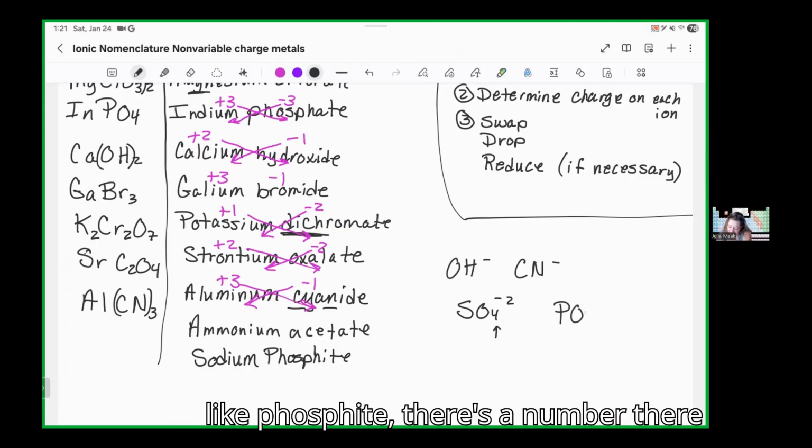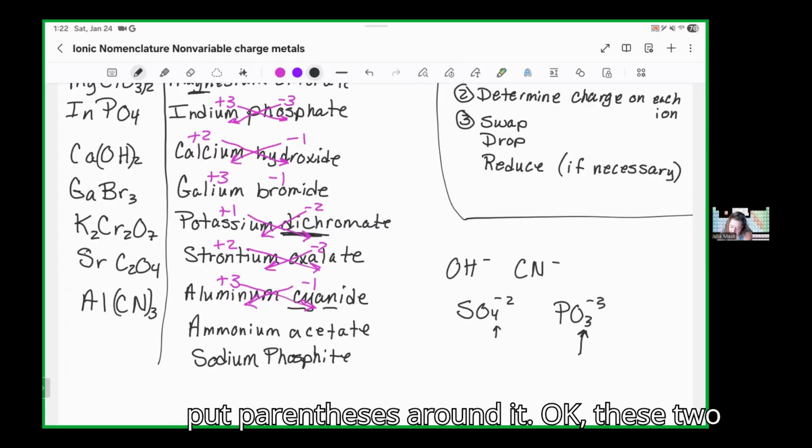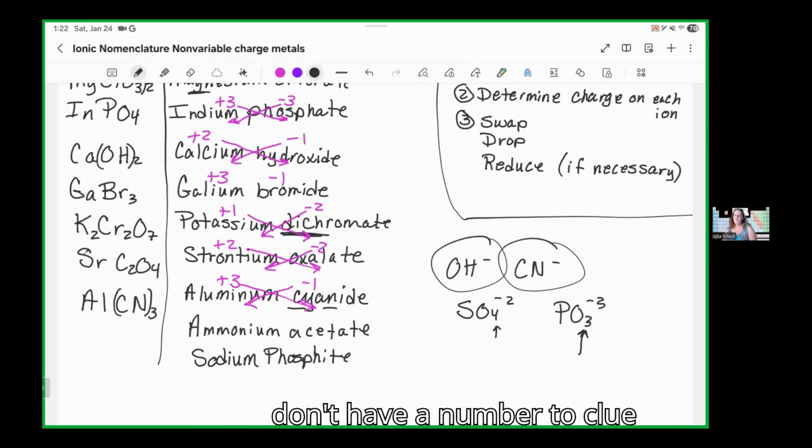Same with phosphite. There's a number there that clues you in that you need to put parentheses around it. These two don't have a number to clue you in, so you just have to remember that.